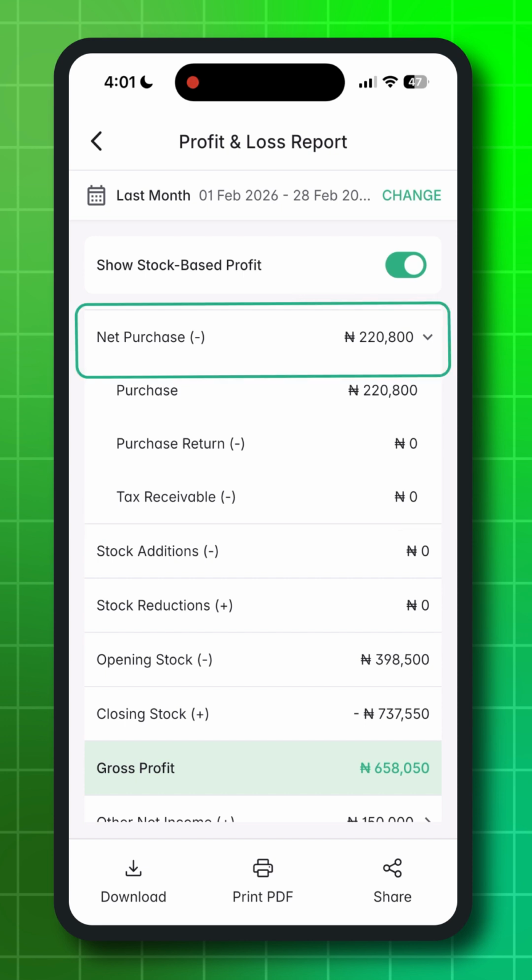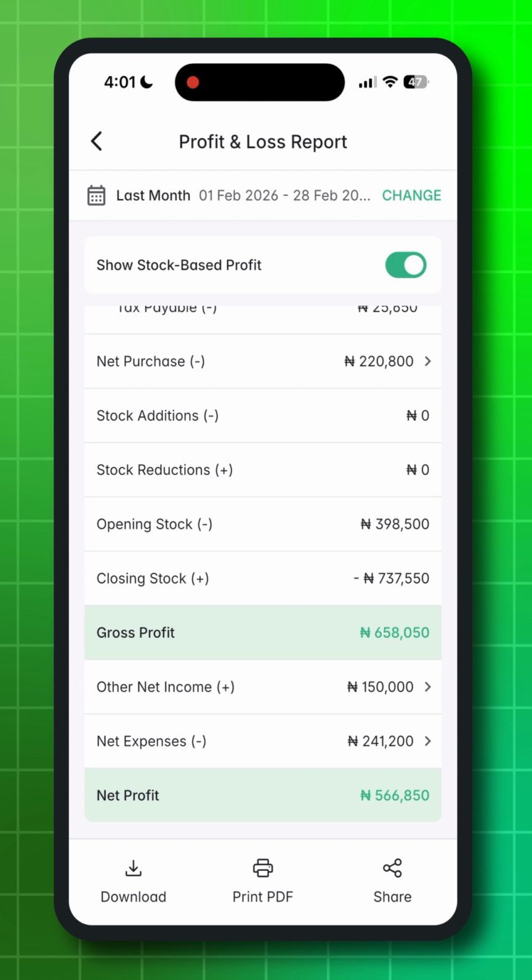After these are calculated, you get net purchases. Net purchases show the total value of goods bought during the period after adjusting purchase returns and tax. This helps the system determine how much was spent on restocking inventory. Next are the inventory components. After that, you will see stock additions.